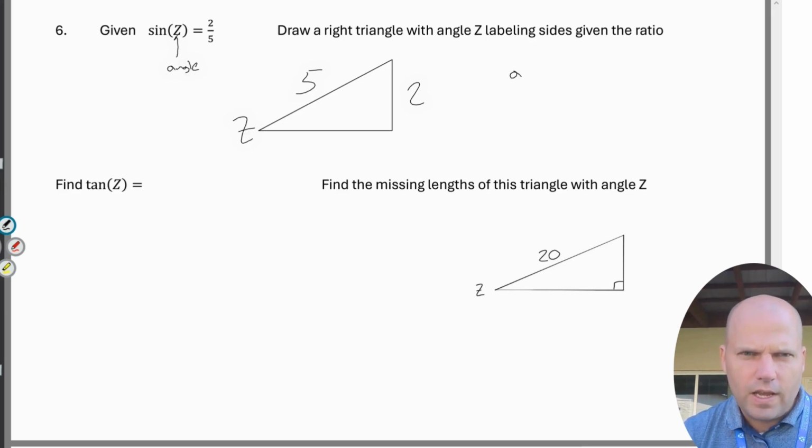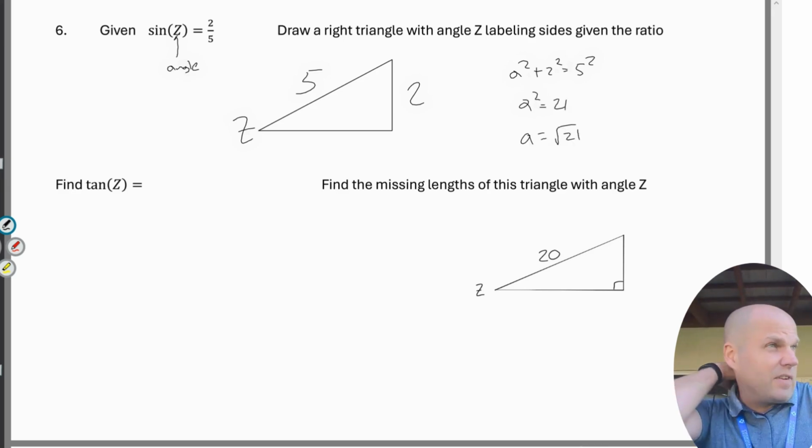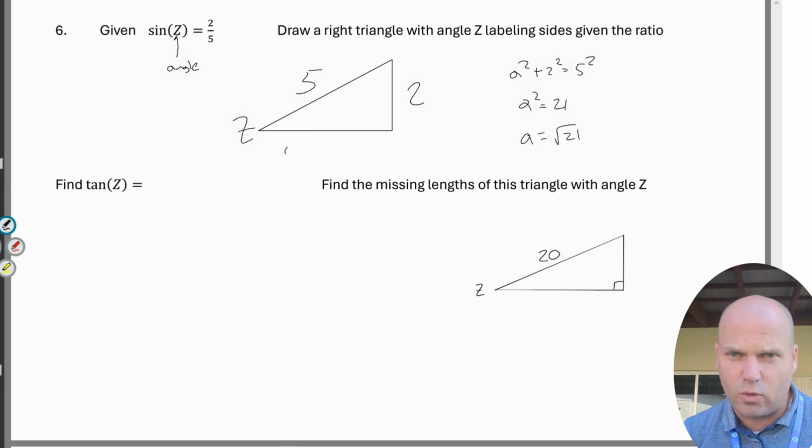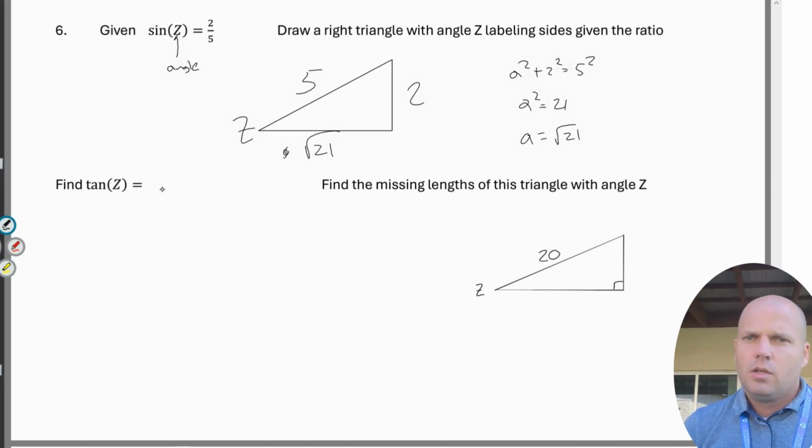So a squared plus 2 squared equals 5 squared. A squared equals 25 minus 4, which is 21. A equals root 21. 7 and 3 go into 21, but not 9, so I'm just going to leave this as root 21. Tangent of Z would be the opposite over the adjacent.